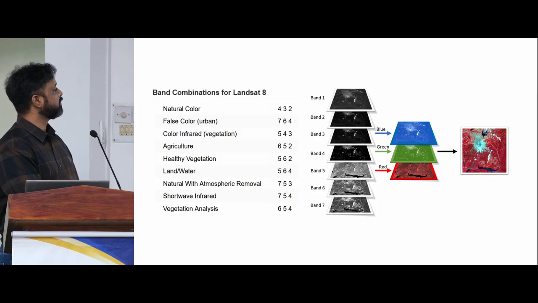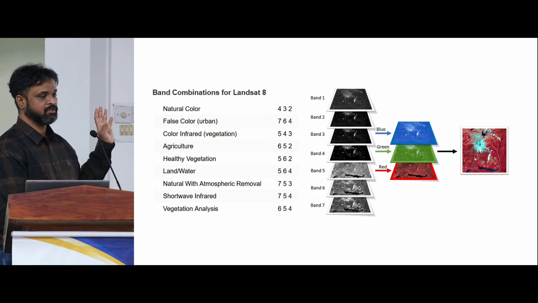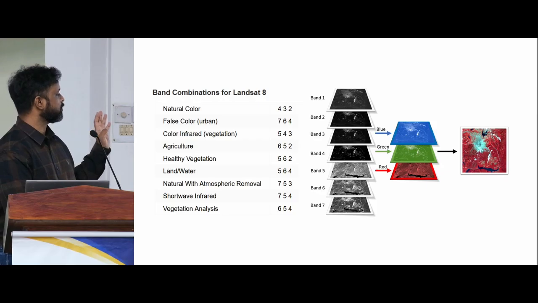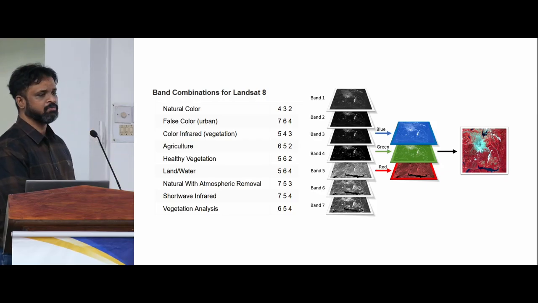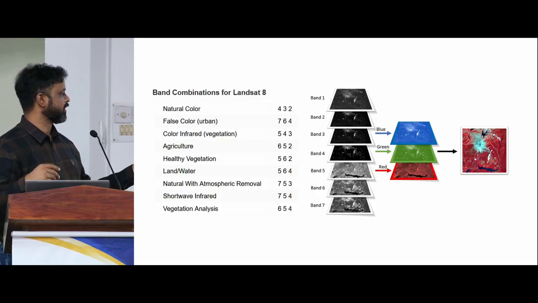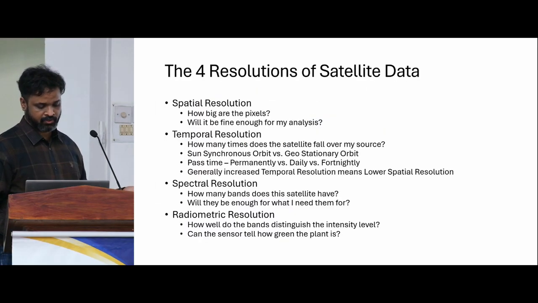Ditto for this color infrared, which is 543, that shows vegetation as a deep red, which you'll see here, and it will show urban as blue. This is the most common one here. Then there's for agriculture, land, water. All of these, you have to take all of the band information and then substitute it into red, green, and blue so that you can see it as different ways of looking at the world.